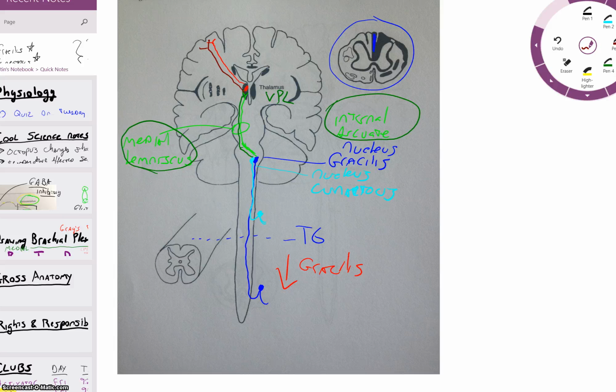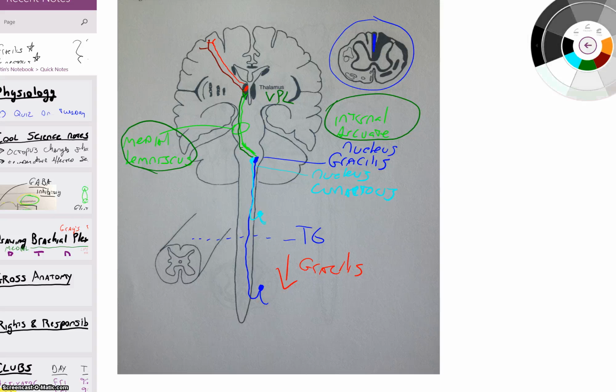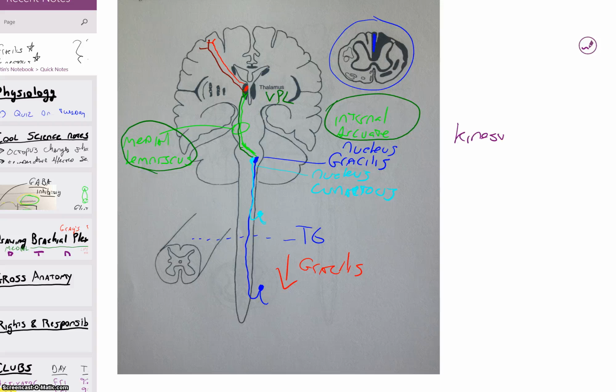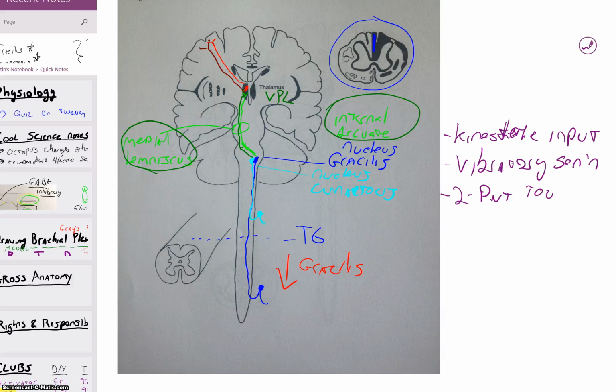Remember, both the Gracilis and the Cuneatus do the same thing. They take the same sensory information. Both of them deal with kinesthetic input, they both deal with vibratory sensation, and they both deal with 2-point touch discrimination.